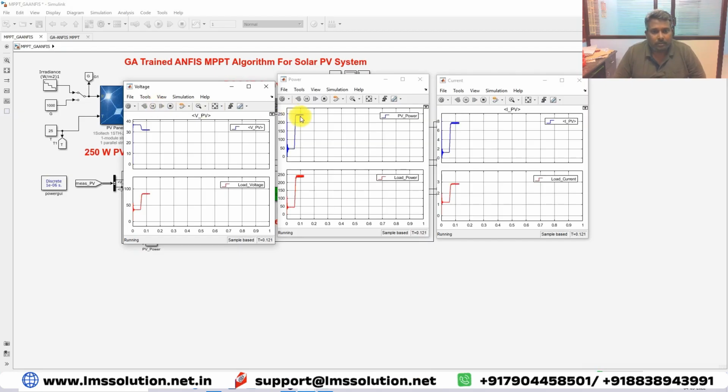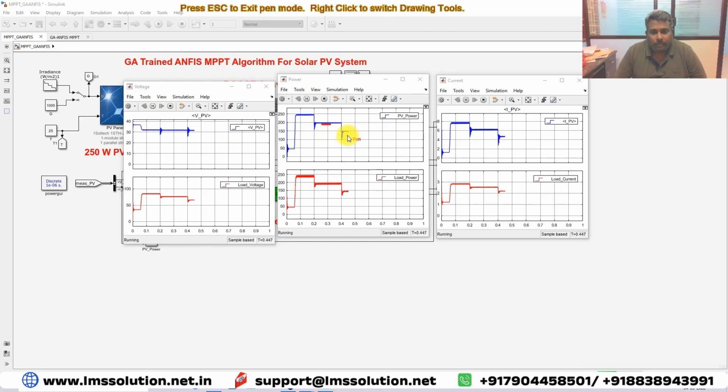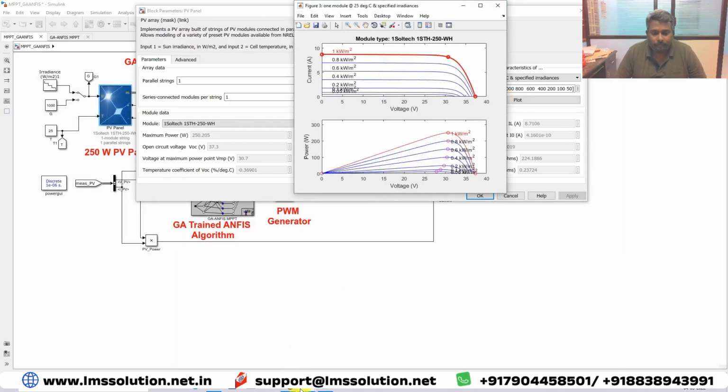Here you can see that it is extracted up to the maximum point. After 0.2 seconds, the irradiation changes to 800. The maximum power is around 200 watts. After 0.4 seconds, irradiation is fixed at 600. So the maximum power is 150 here. After 0.6 seconds, irradiation changed to 400. Here we are getting 100 watts. And then after 0.8 seconds, the irradiation changed to 200. Here we are getting 50 watts. We need to check the results with the actual values.